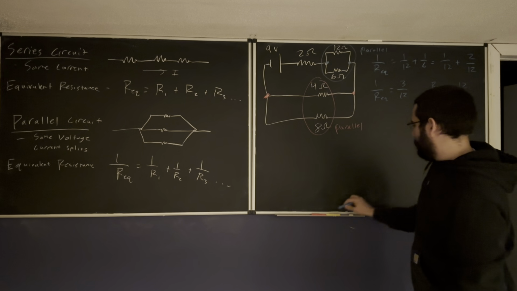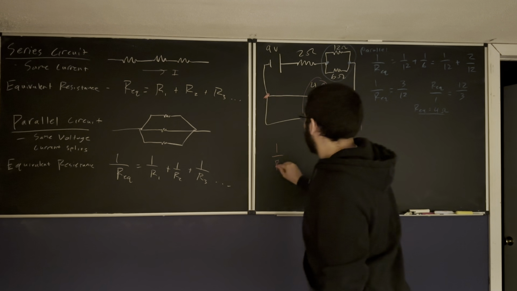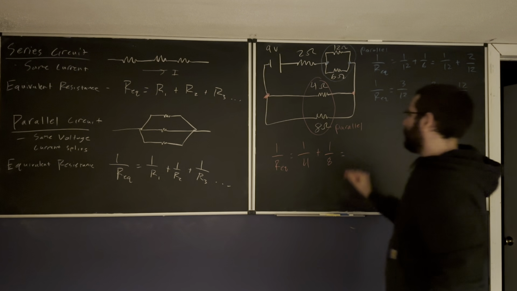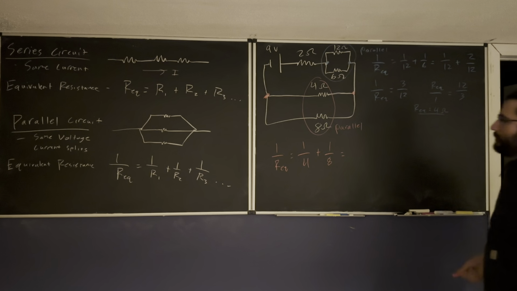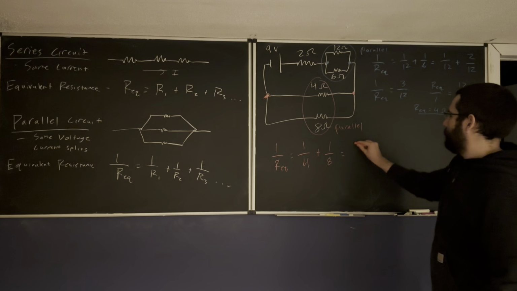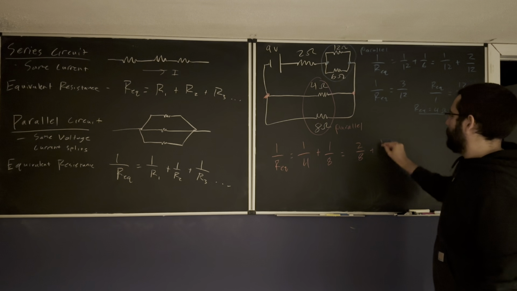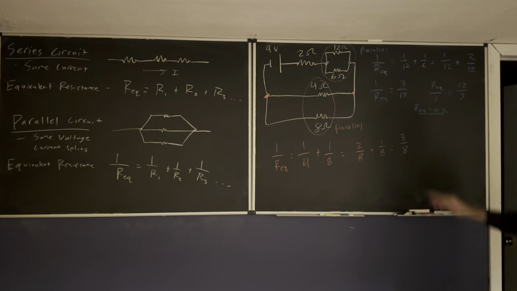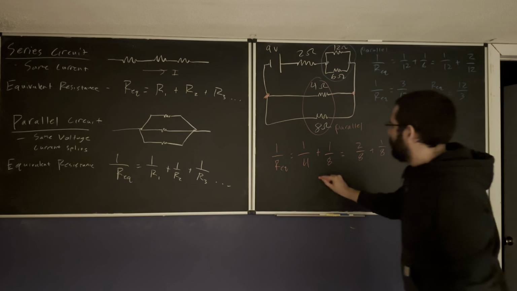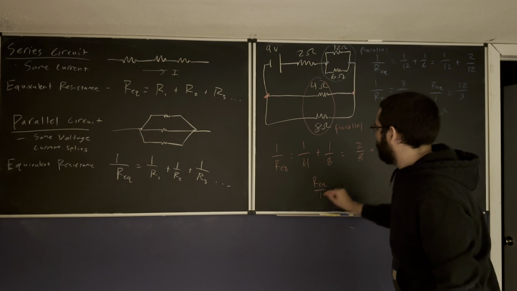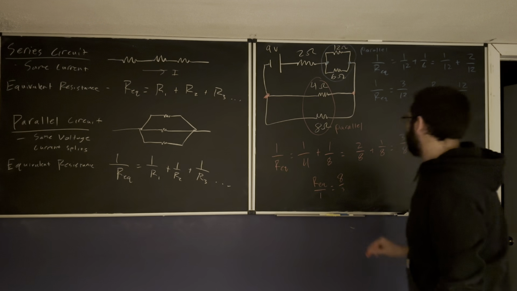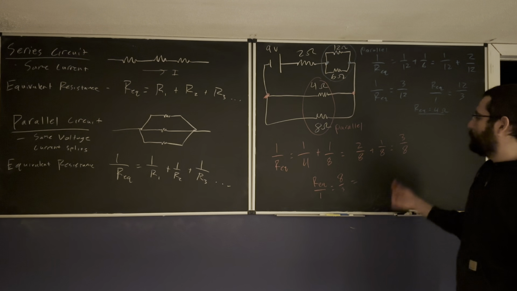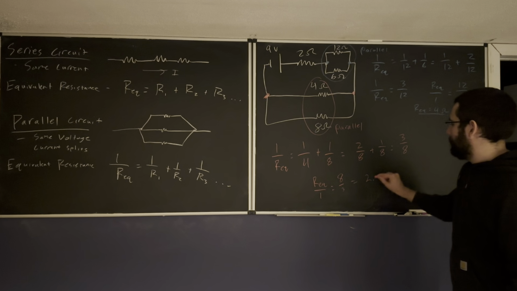All right, so now these two, the 4 and 8, let's go through this. I have 1 over 4 plus 1 over 8. What do I get? Well, I need to have common denominators, right? So I have 2 over 8 plus 1 over 8. That's 3 over 8. And then I flip the fractions, so REQ over 1 is going to equal 8 over 3. Basically that comes out to 2 2/3, which is 2.67.